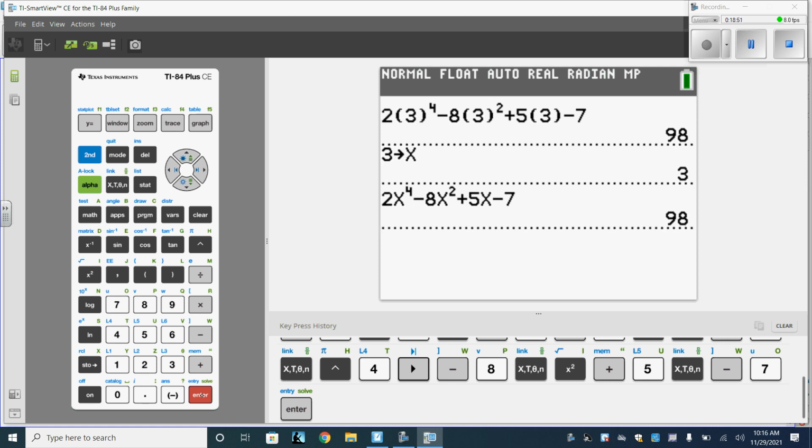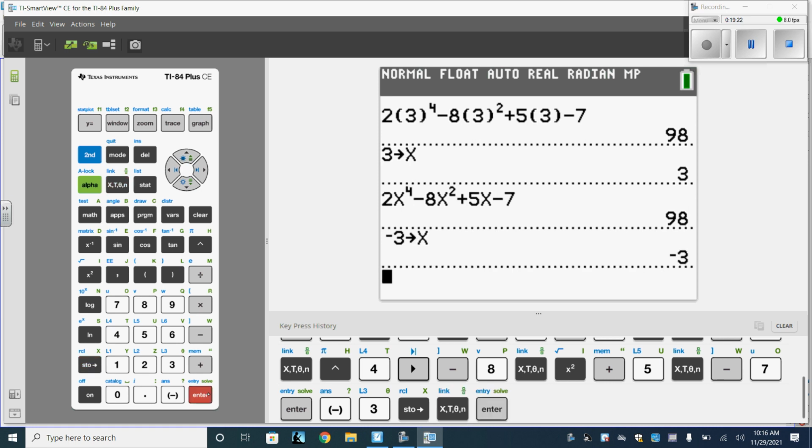Now this here isn't too overly helpful because we could have just typed it in the other way. But if it told us, with this function, 2x to the 4th minus 8x squared plus 5x minus 7, to evaluate it for 3, -3, 4, and 7, well, we'd have to type that in individually each time, yes? Well, if I want to do, say, -3 now, I can say -3 sto x. Because now it's stored as -3, yes?